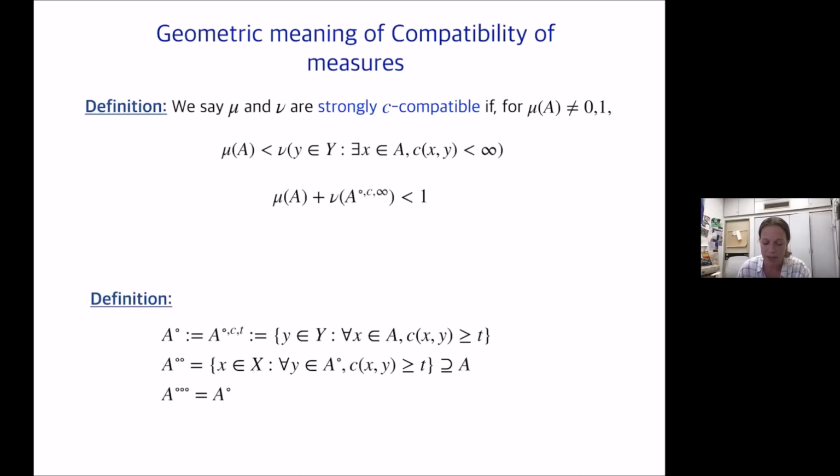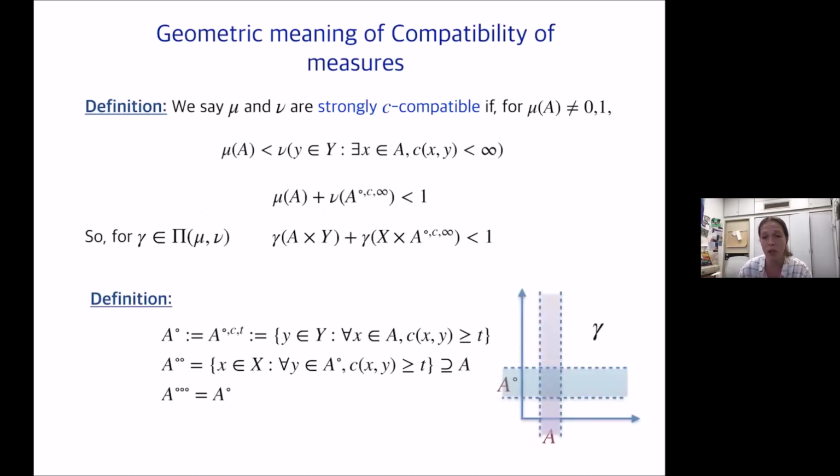Now I can write this condition in a more elegant way. This condition really says that mu of A and mu of the dual of A with respect to cost C and t equals infinity has to be less than 1. This is strong t compatibility. And one more way to write this is, if I already have in my hand some transport plan, then instead of mu of A, I can write gamma of A times Y. And instead of mu of A dual, I can write gamma of X times A dual. And this sum has to be less than 1, right?